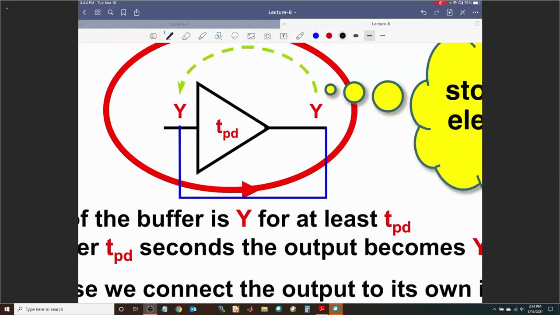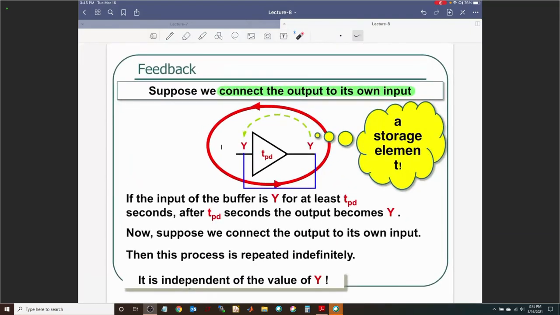let us say initially I have a way to make this into a 1. So I figured out a way to make input Y a 1. Once I make this into a 1, the output over here becomes a 1 after this propagation delay, which is now going to hold the input at 1. And this is going to be in a circular loop, right? So as long as you do not make it a 0 at the input, you are going to have this 1 stored in that particular buffer. That's the kind of feedback we are going to leverage to implement latches. Output connected back into the input.